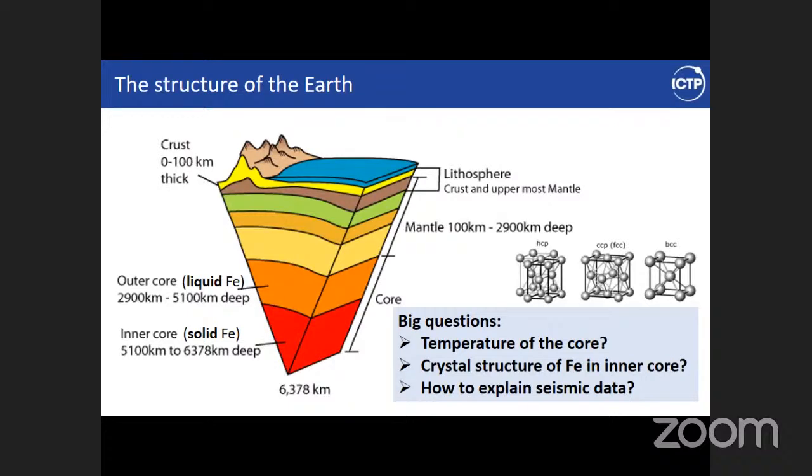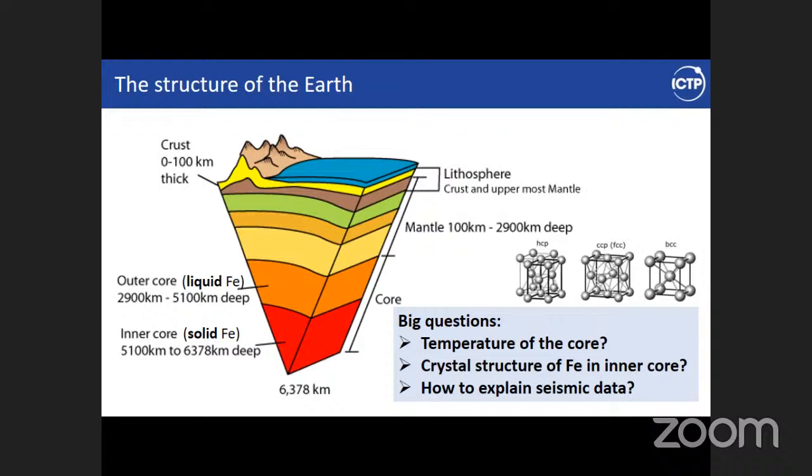There is a deep layer where iron is solid, right? It's a solid core. And then there is an outer layer in which the system is actually liquid. So we're talking about liquid iron. And these are actually the main questions that geophysicists are asking regarding the properties of the core. The main big question, as I mentioned at the beginning, is what is the temperature of the core? 5,000, 6,000, 7,000? What is the crystal structure of iron in the core?